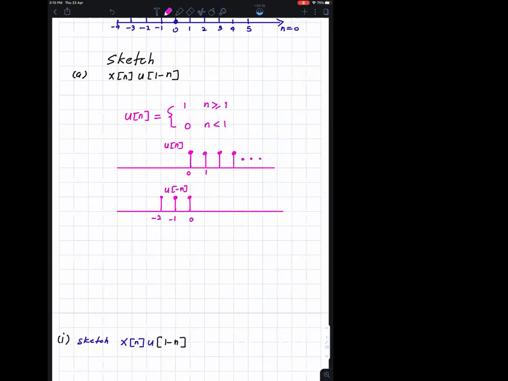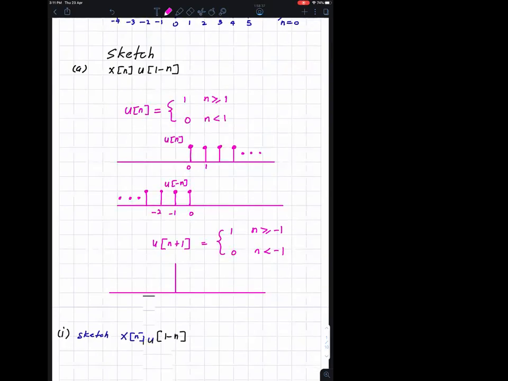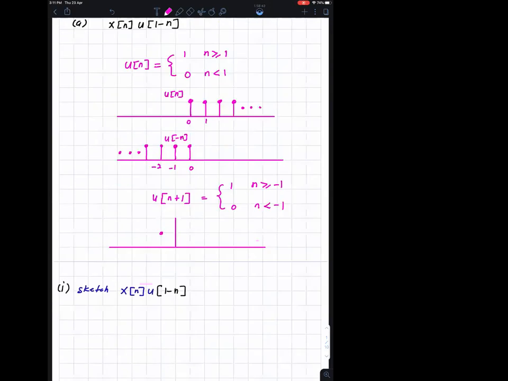I would like to stress again, please follow very carefully from now on. If you listen very carefully, u[n plus 1] is 1 for n greater than or equal to minus 1, and 0 for n less than minus 1. Right? So you're going to get, this is minus 1, 0, 1, 2, 3, 4.